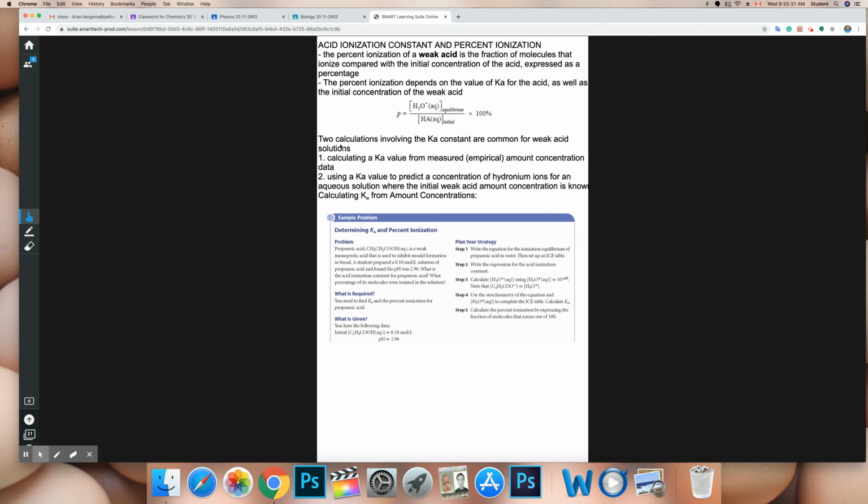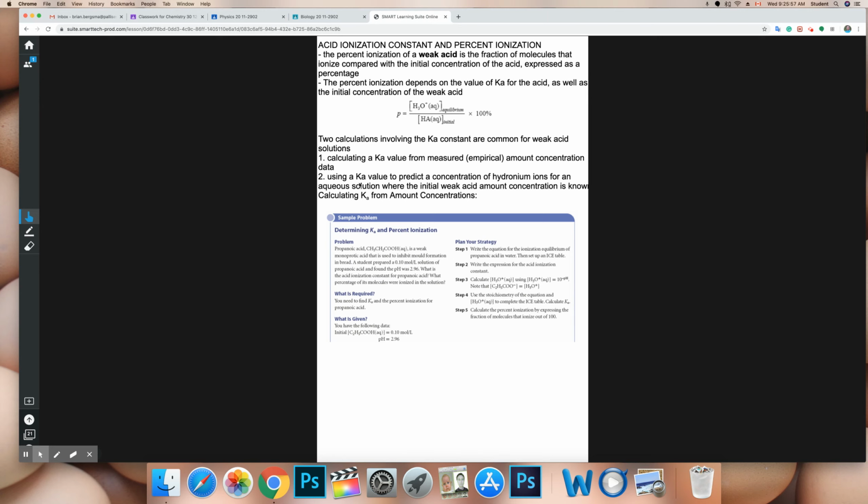Two calculations involving the Ka constant are common for weak acid solutions. So these are types of problems you'll get. First, calculating the Ka value from measured empirical concentration data. So you're given the concentrations, and you might have to use an ICE table to find the concentrations at equilibrium, and then you're just putting them into your Ka formula.